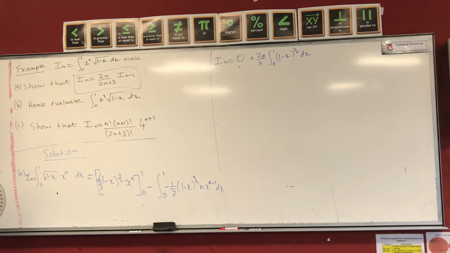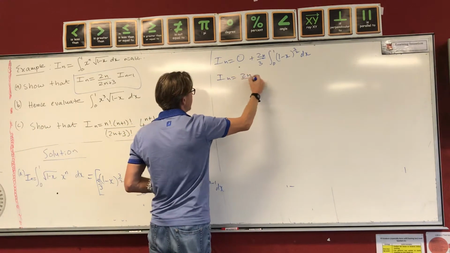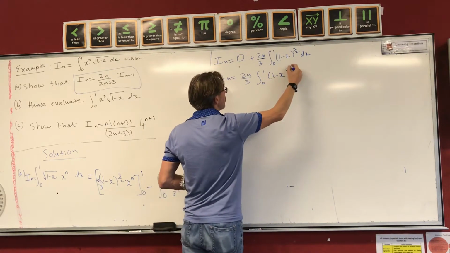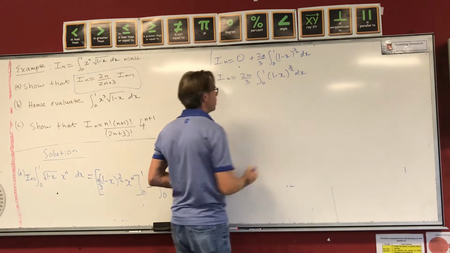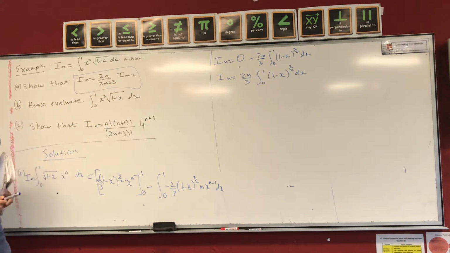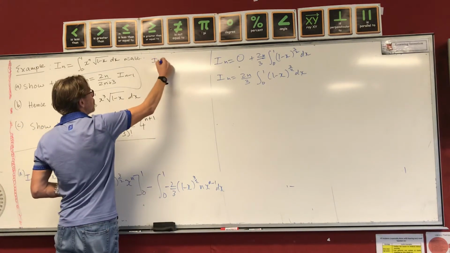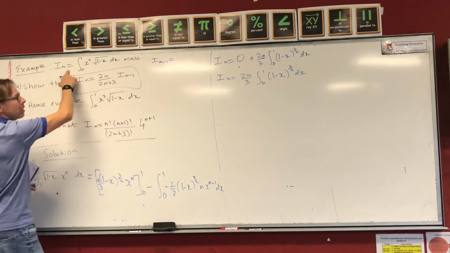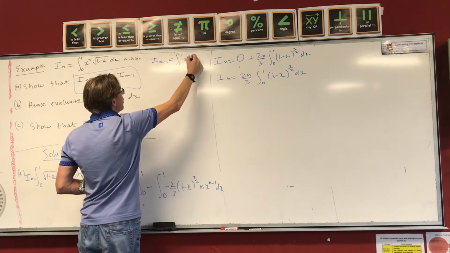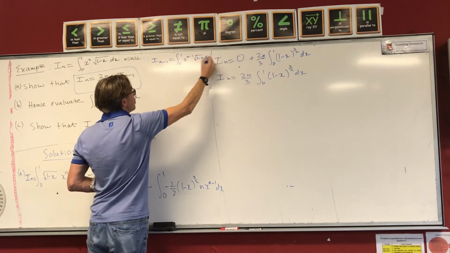Now, let's just tidy it up a little bit. So we've got I_n equals 2n on 3, integral from 0 to 1, 1 minus x to the 3 on 2 dx. Okay, now we do need to get an I_{n-1} in there somewhere. So how are we going to get it out of this? Well, let me just have a look at what I_{n-1} looks like. Look at I_{n-1}, it'll be integral from 0 to 1, x to the n minus 1, square root of 1 minus x dx.